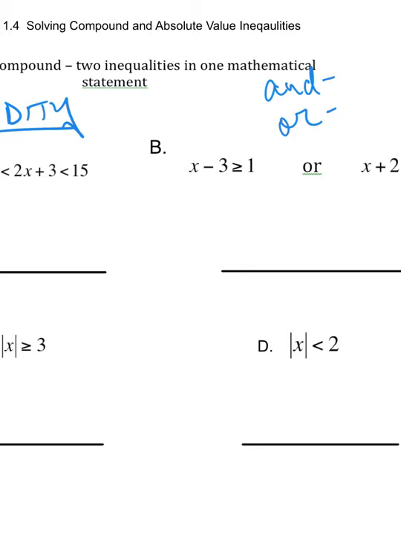We're going to subtract 3 from all of them, and then we're going to divide by 2, just like we would have. So we end up with x is greater than 3 and less than 6.